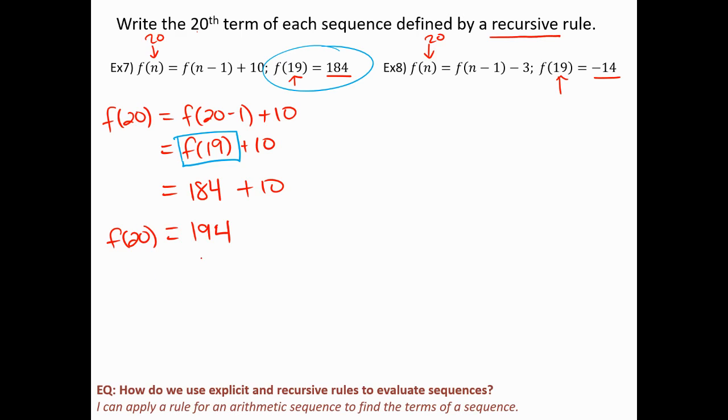So that's how I would write it in function notation, or if I wrote it out, I would say the 20th term is 194.